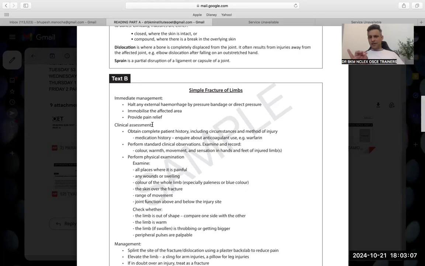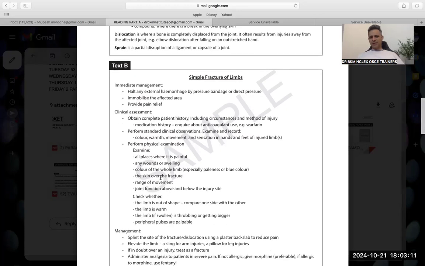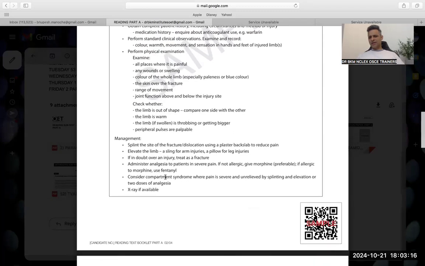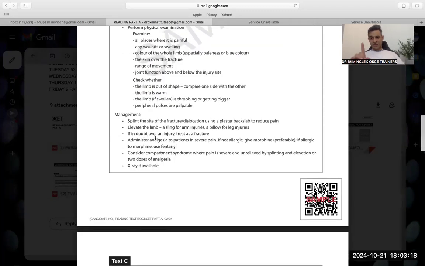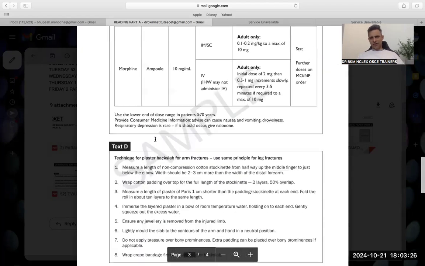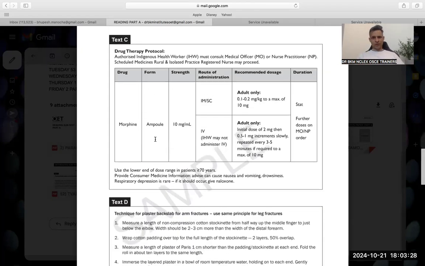Then there is a word clinical assessment. You don't have to do everything, but medication therapy, joint function, check this and this. Then the management part is given: elevate the limb, administer analgesia. One of the questions was analgesia. So I can do A, B, C, D. Suppose I want to do these questions, now again I will not break the flow. That is how you will go in the exam.